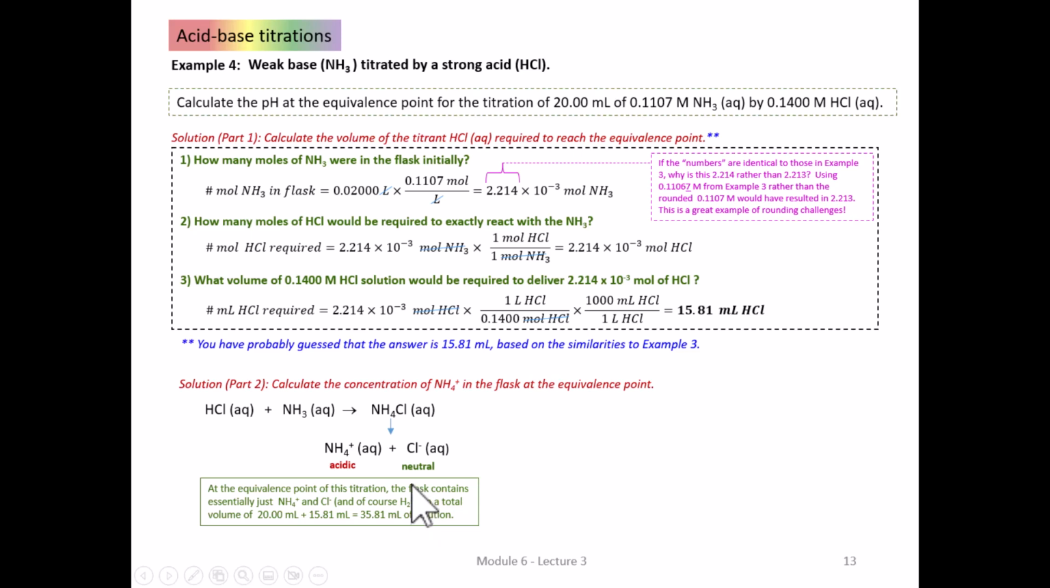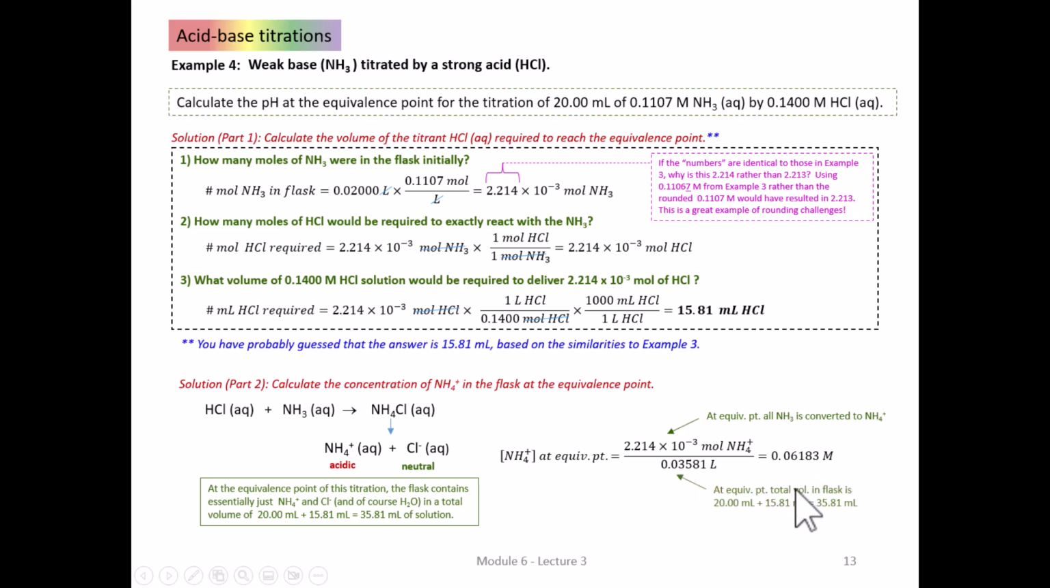So if we want to calculate the pH at the equivalence point, we need to calculate the concentration of ammonium ion at the equivalence point. That should be pretty straightforward because there should be 2.214 times 10 to the minus 3 moles of ammonium ion at the equivalence point. All the ammonia is converted to ammonium ion at that point. We divide it by the total volume at that point, and we get an ammonium ion concentration of 0.06183 molar.